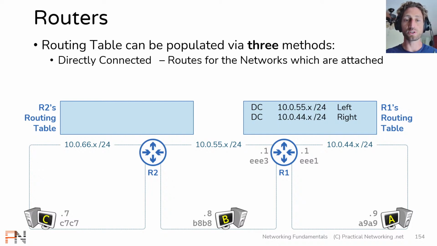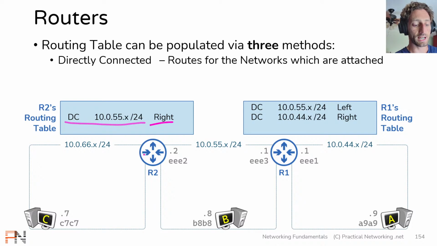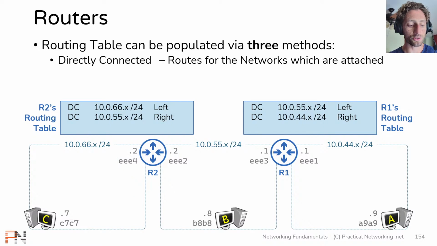And in each case, the routing table is going to have entries which tell this router or this router how to send packets. Well, just like R1 learned two directly connected routes by being connected to two networks, R2 is going to be the same way. As soon as we configure an IP address on R2 in the 10.0.5.5 network, it's going to learn about the 10.0.5.5 network out the right interface. And as soon as we configure an IP address on R2 on its left interface, it's going to know that the 10.0.6.6 network exists out the left interface.